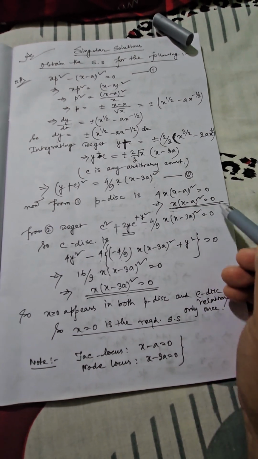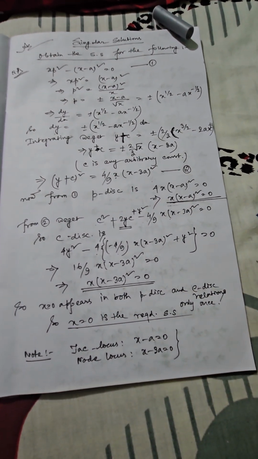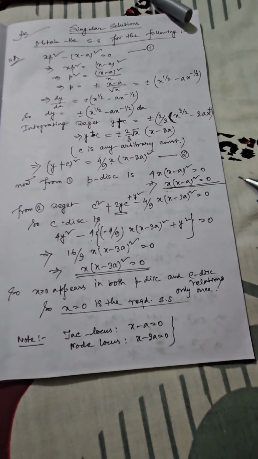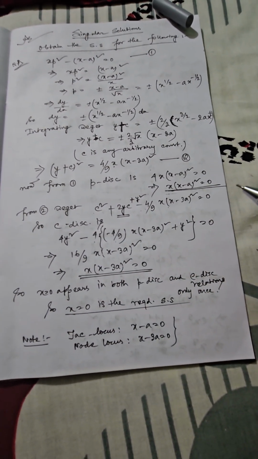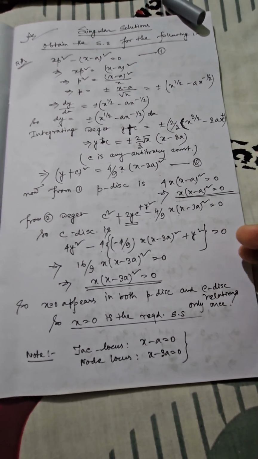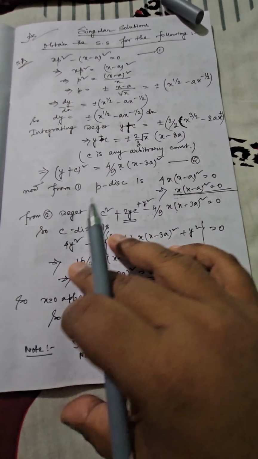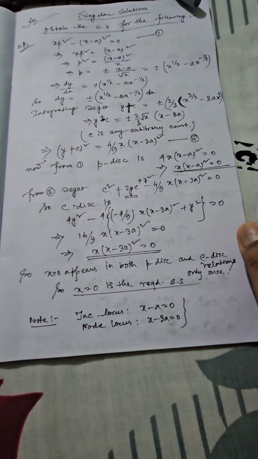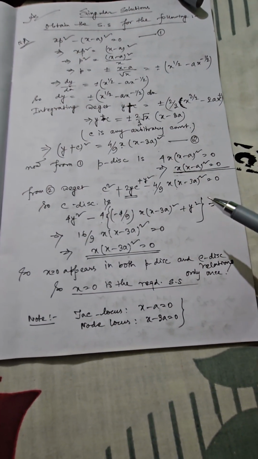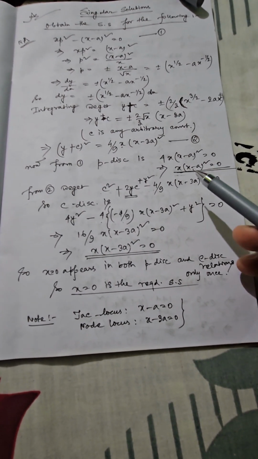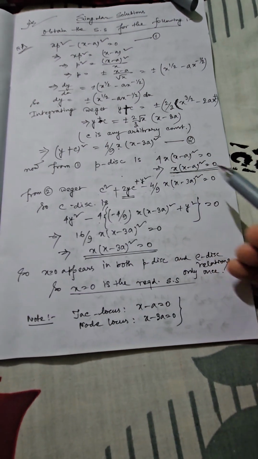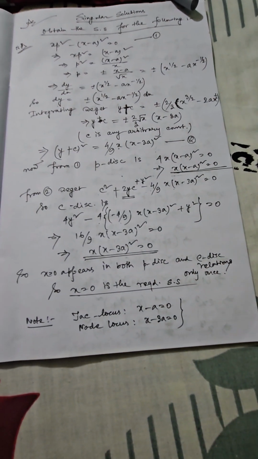Now this is our p discriminant, and this is our c discriminant. From both these relations, x = 0 appears only once in both discriminant relations. That means x = 0 is the required singular solution. And also, if it is necessary to find the tac locus and node locus, then from the p discriminant relation, x − a appears only under the p discriminant and also appears twice, so it will be the required tac locus.